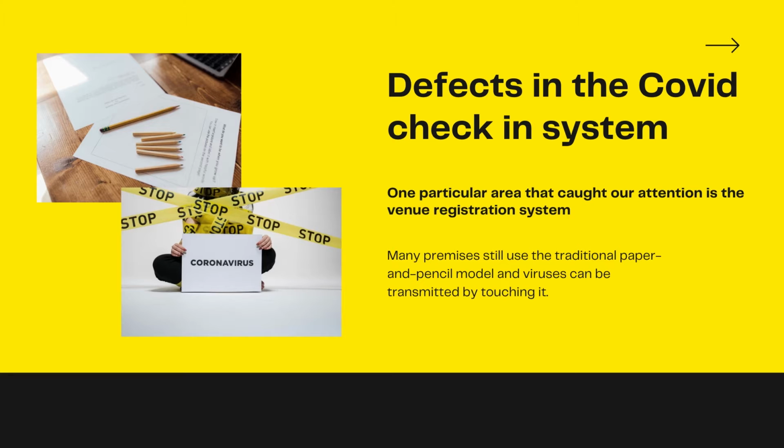One particular aspect that caught our attention was the venue registration system. Most premises are still using the traditional paper and pencil model. A pen can be touched by a large number of people every day and viruses can be transmitted by touching. Therefore, this is a big safety hazard.